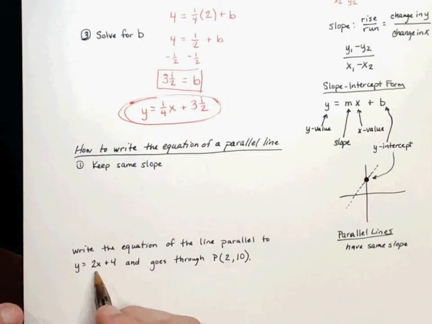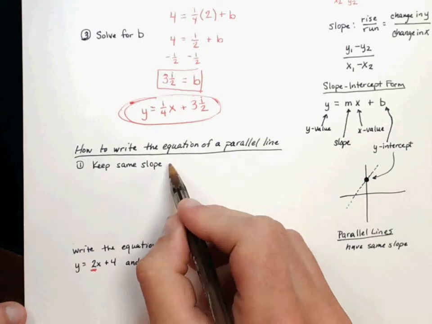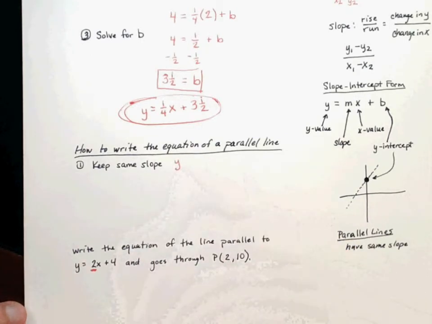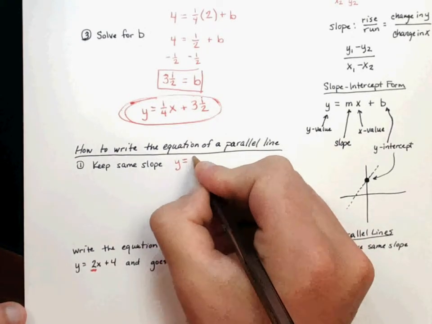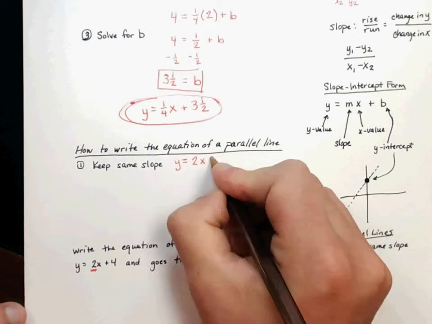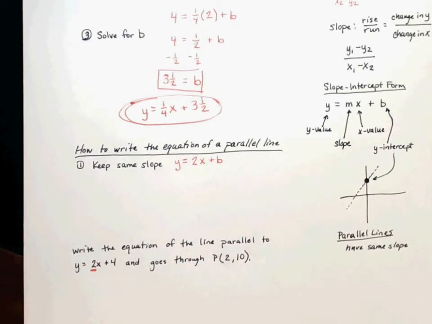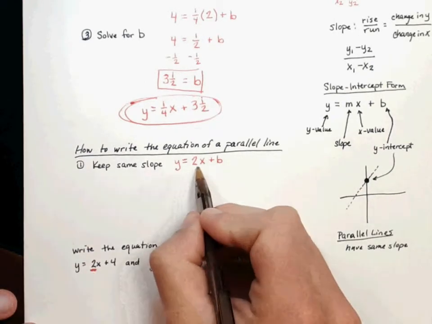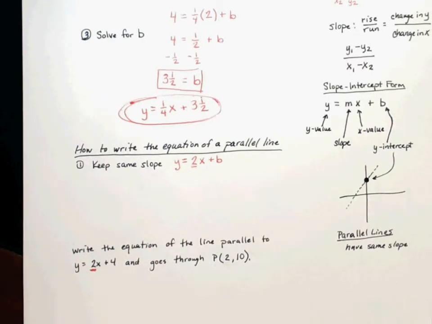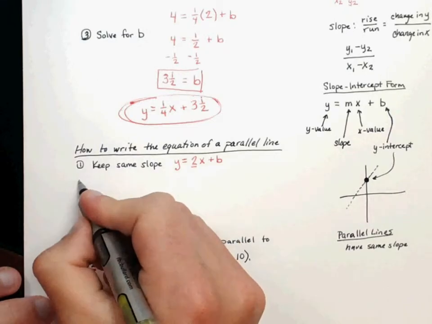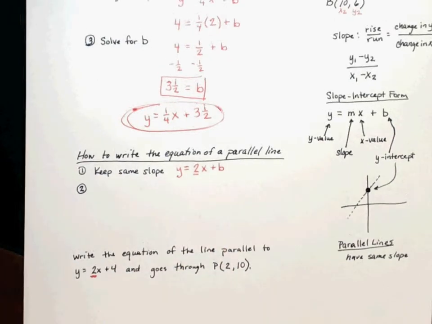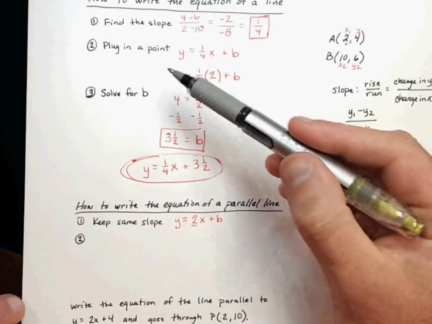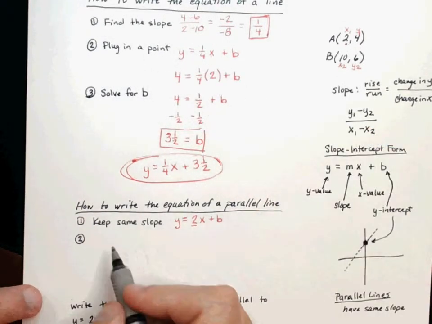So in this case, our slope is 2. So we know that the slope for our line that we're looking for that goes through point P is going to start off by looking like this. Y equals 2x plus b, because they have to have the same slope if they're going to be parallel. Okay? Now, our second and third steps are going to be exactly the same as before. We're going to plug in a point, and then we've got to solve for b.